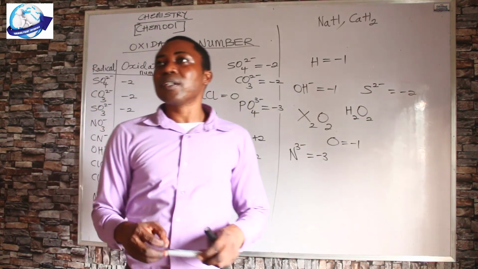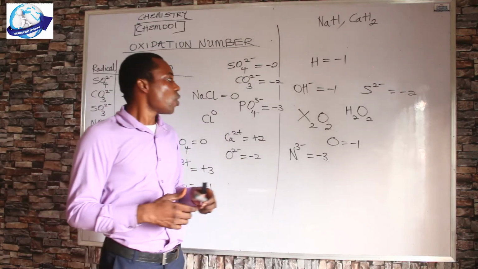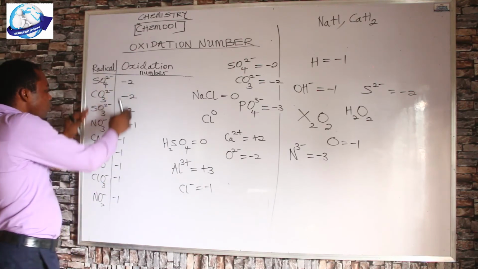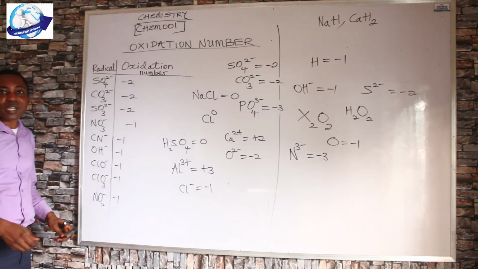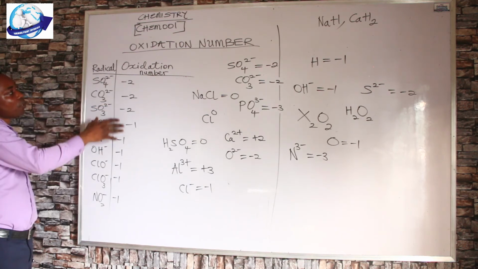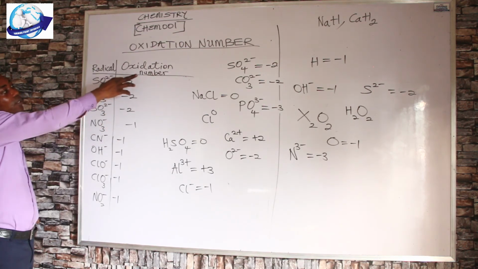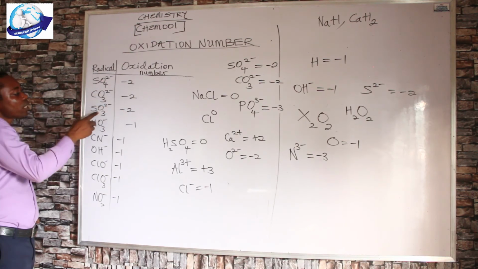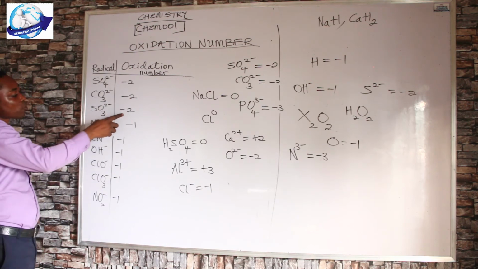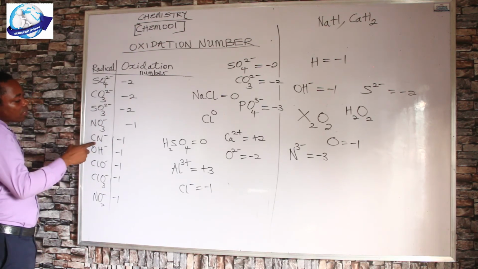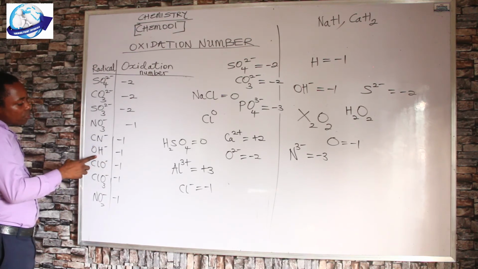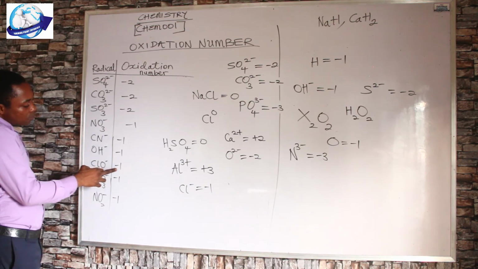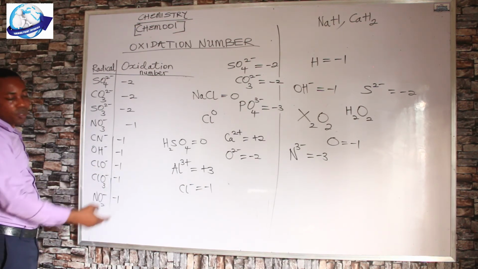Then in the case of the radicals, all the elements that come together to form a radical become one. And we have seen a list of different radicals from this table. SO4 2- has an oxidation state of -2. CO3 2- has an oxidation state of -2. Then SO3 2- has an oxidation state of -2. NO3- is -1. Cyanide ion is -1. Hydroxide ion is -1. Then the chlorine oxide ion is -1. Then this one is -1, and so on and so forth.